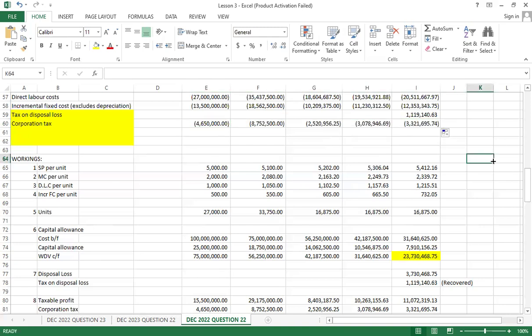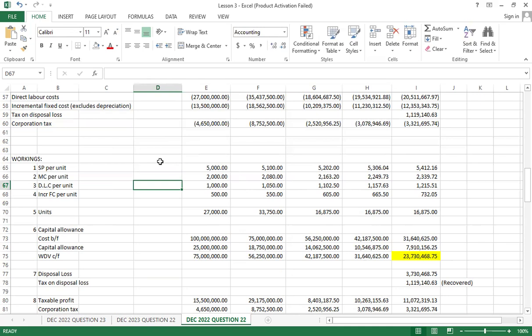So that should be a negative cash flow. That should be a negative cash flow. All right, so that's it for the corporation tax.